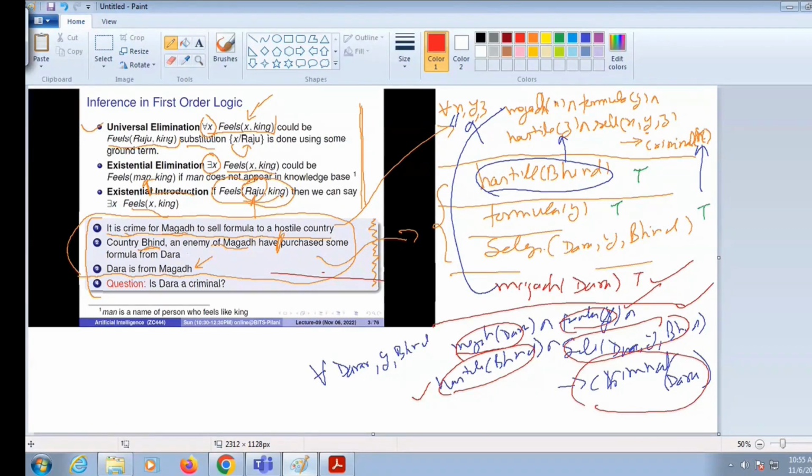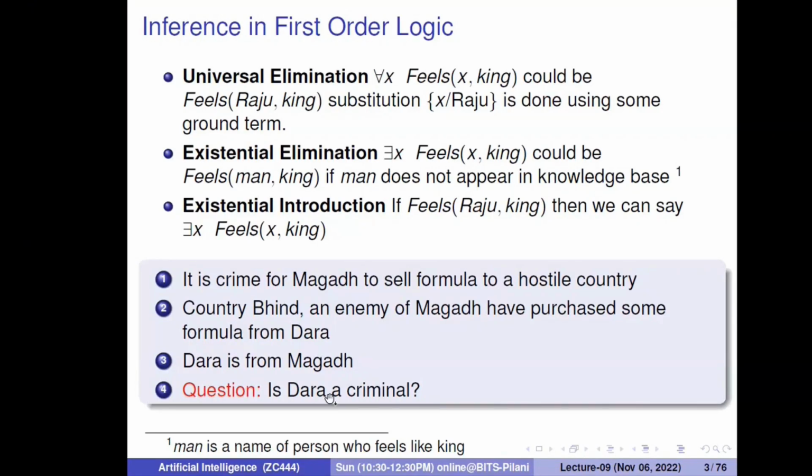So this is a kind of deduction that I wanted to tell you: if you entail all the knowledge, then by this you can come up with some kind of new knowledge. It was not provided directly that Dhara is a criminal, but by this you are able to understand that Dhara is a criminal. Any questions on that?